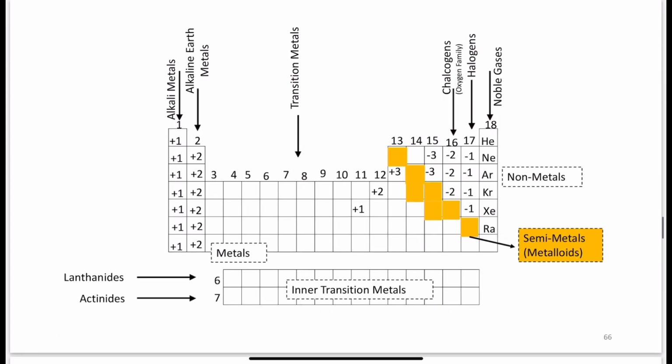So looking at the actual periodic table, again, your alkali metals are all +1 charge. Your alkaline earth metals are all +2 charge. We'll talk about your nonmetals in just a minute, but let's talk about these here. My aluminum, +3. My zinc, +2. My silver, +1. That's how I remembered it.